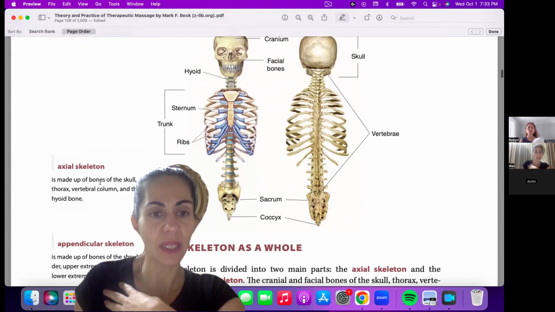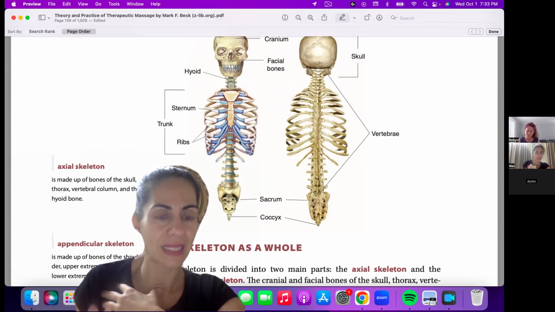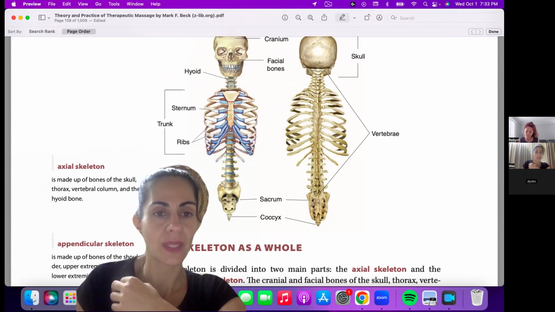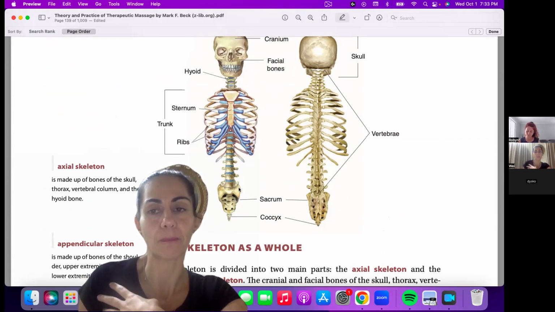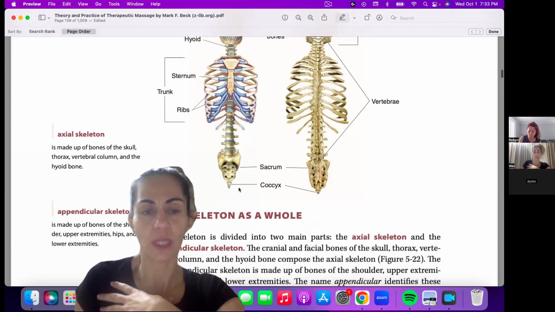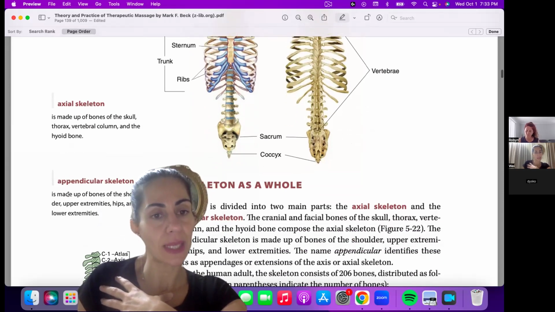The axial is made of the bones of the head, the skull, the spinal column, all the vertebrae all the way to the coccyx, and the ribs. That's it. That is the axial, like an axis. That's the axis of the spine. The appendicular, on the other hand, is made of the bones of the shoulder, upper extremities, hip, and lower extremities.